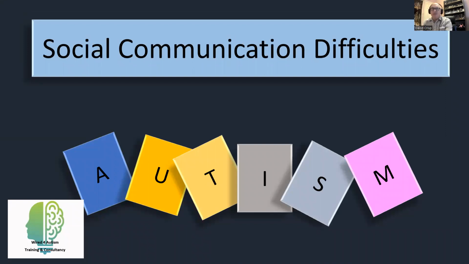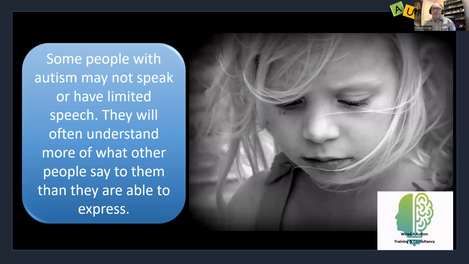Social communication difficulties. Some autistic people may not speak or have limited speech, or some may have quite a severe language delay and then suddenly go from absolutely no words whatsoever to complete sentences, maybe at the age of 3, maybe at the age of 6, 7, even 8 or beyond. So no babbling necessarily, and they go straight from no babbling to complete sentences. Others develop speech in the same way as other people.